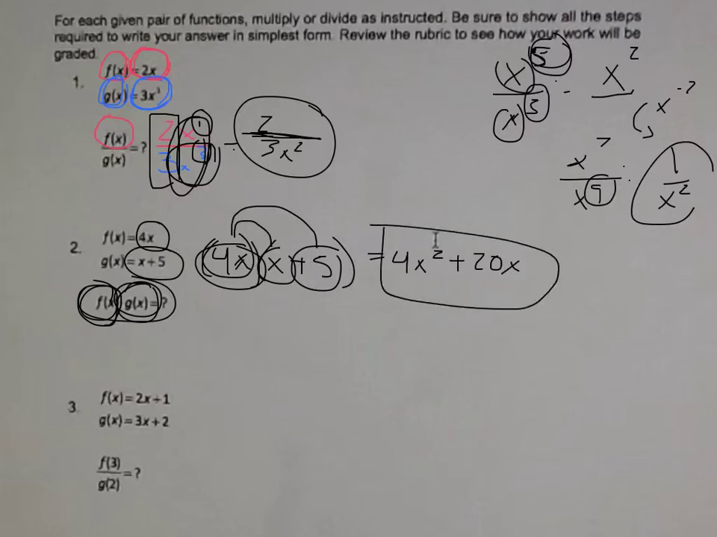We can't simplify that anymore either, because the x's have to be the same. They either have to both be just regular x to add them together, or both be x squared. They're not. They're different. So you can't.